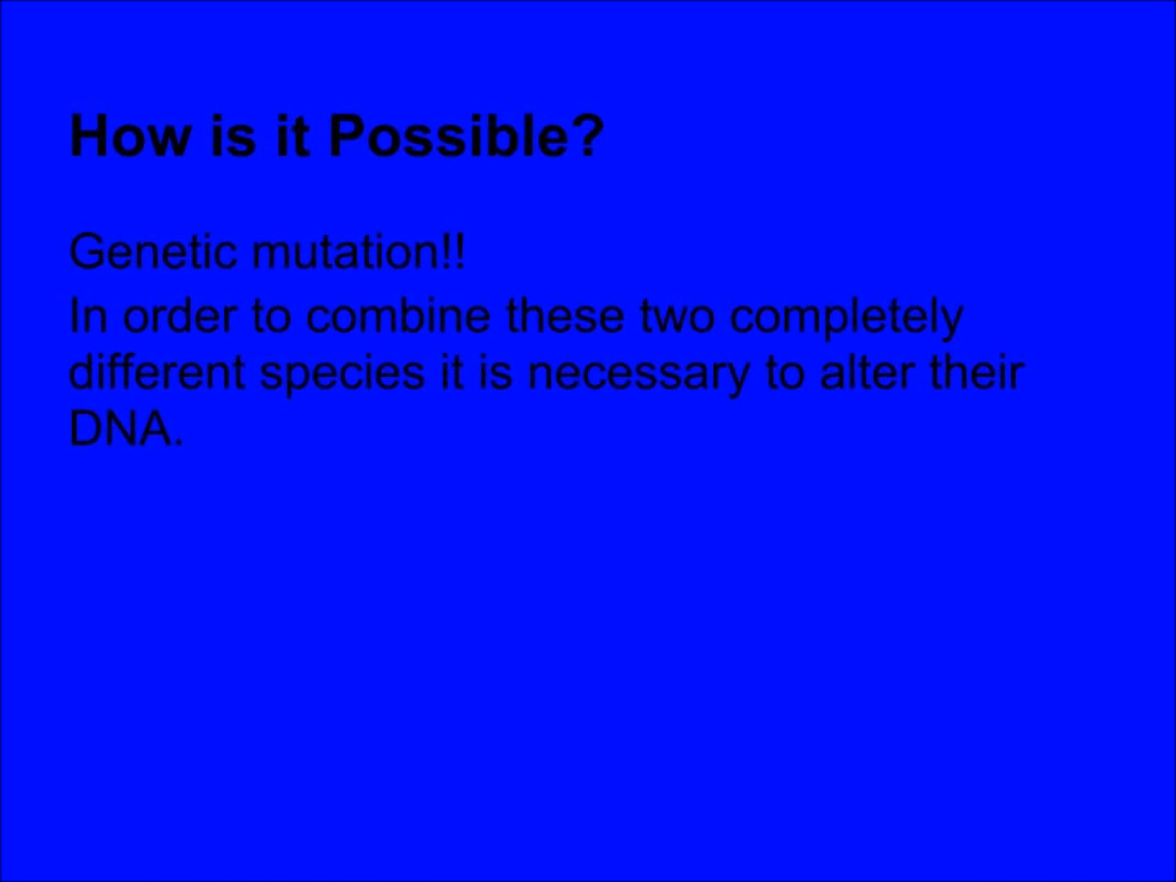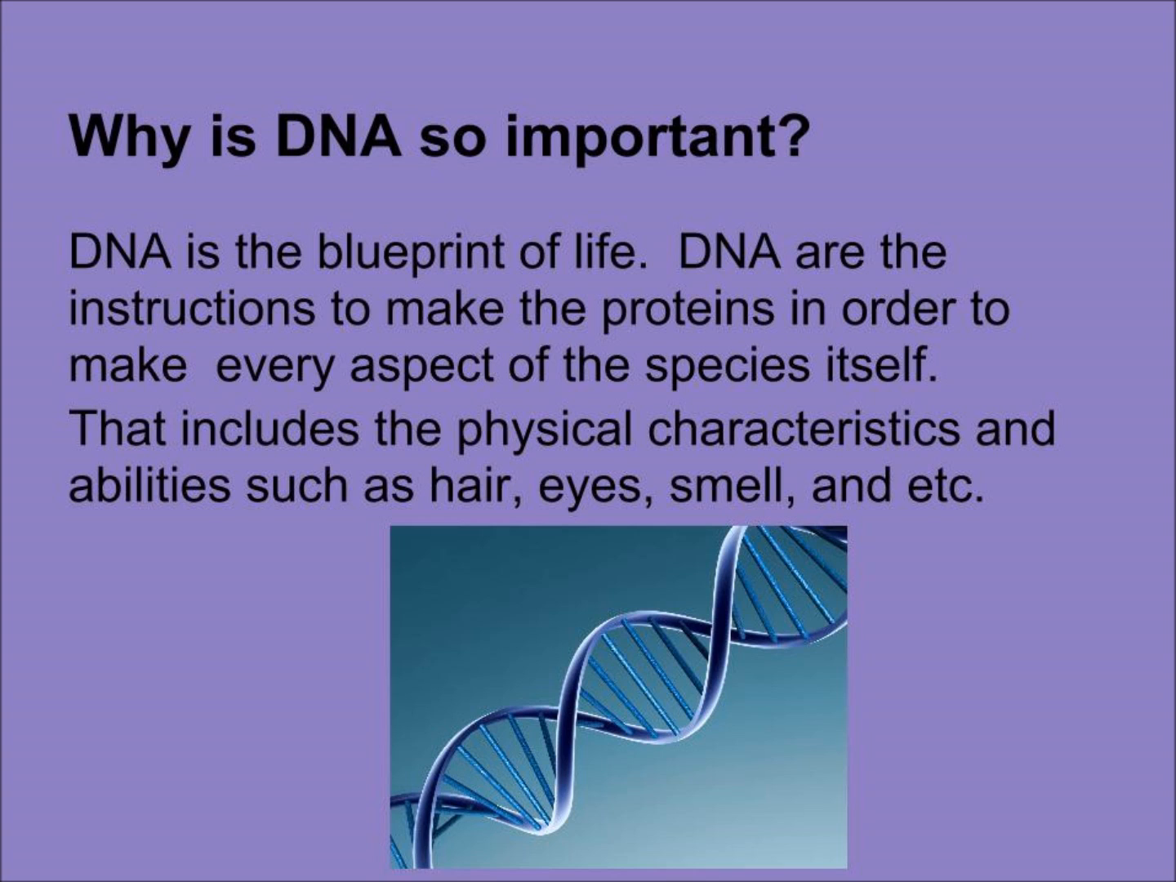How is it possible? Through genetic mutation. In order to combine these two completely different species, it is necessary to alter their DNA. Why is DNA so important? DNA is a blueprint of life. DNA are the instructions to make the proteins in order to make every aspect of the species itself. That includes the physical characteristics and abilities such as hair, eyesight, smell, or anything on the physical characteristics.